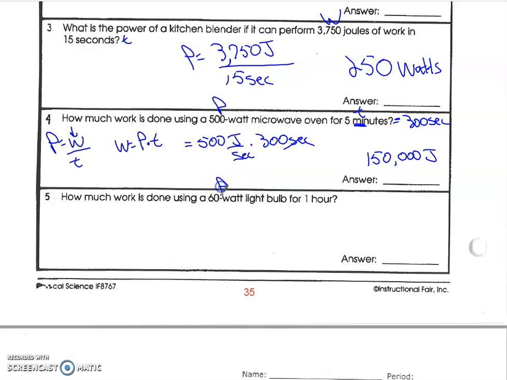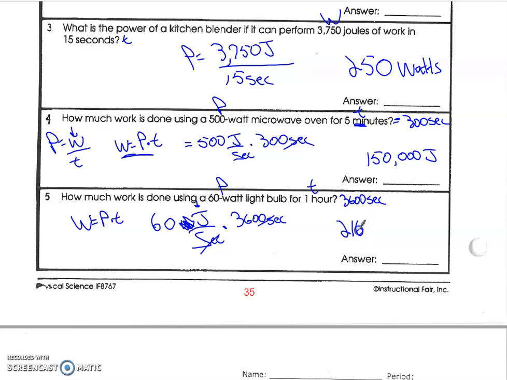For number 5, how much work is done using a 60-watt light bulb for 1 hour? So same general idea. It gives us power, the time, but now I have an hour, so I have to multiply that by 60 2 times. So that is 3,600 seconds. So I could use the same equation. Work equals power times time. I have the 60, you know what, instead of watts, I'm going to write joules per second. And I'm going to multiply that by the 3,600 seconds. So seconds will cancel out. I'll be left with joules again. So 60 times 3,600 gives us an answer of 216,000 joules.